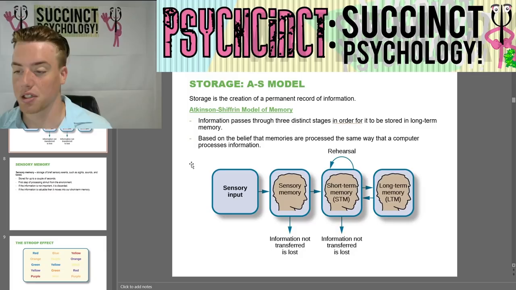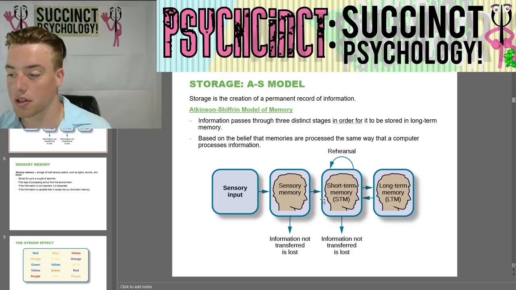So you have sensory input, which leads to sensory memory. Information not transferred is lost. Then sensory memory goes to short-term memory, and that goes to long-term memory, and long-term memory can go back into short-term memory. Short-term memory involves rehearsal, so information not transferred is also lost.